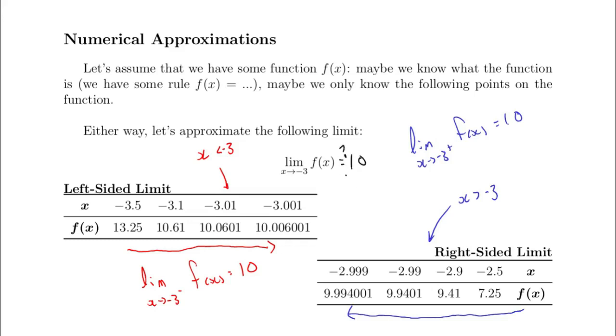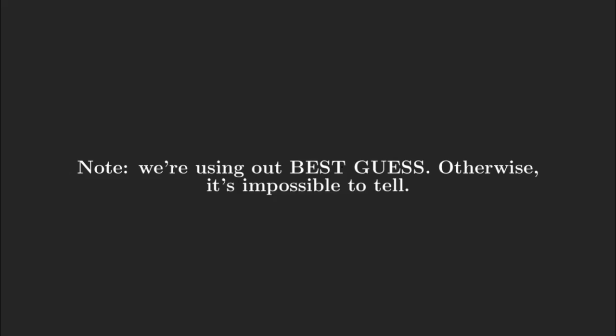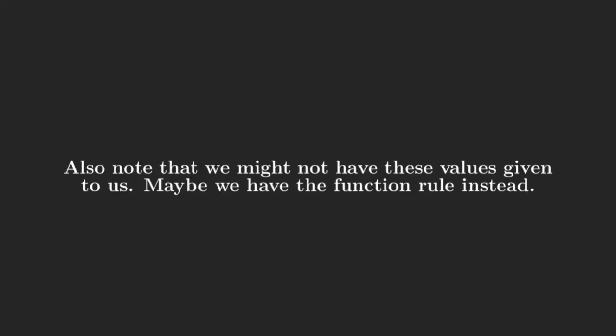Now, this is an estimation. It's an approximation. So we can't really say without a doubt that it is 10, but that's a pretty good guess. We are using best guess here. It could be that this limit actually was something like 10.000000479, whatever. We don't actually know that this limit is 10, but it's a really good guess.